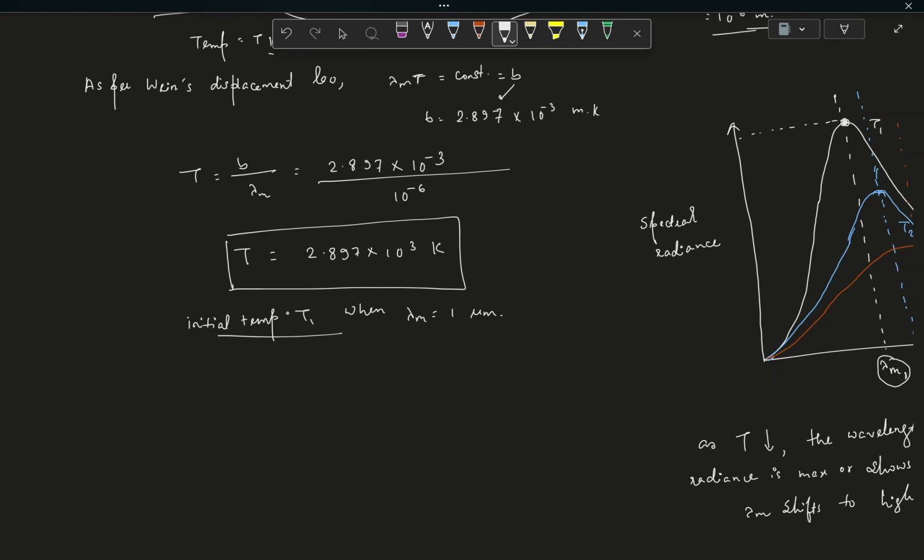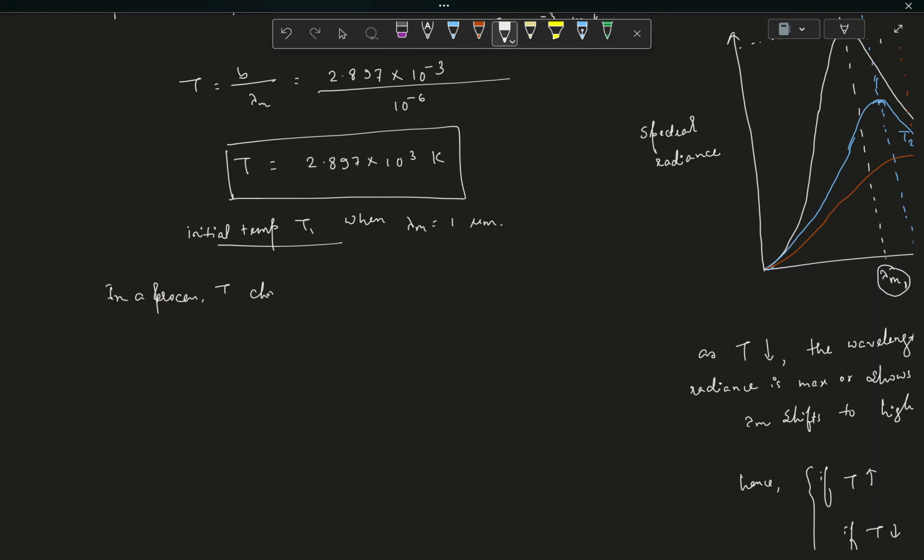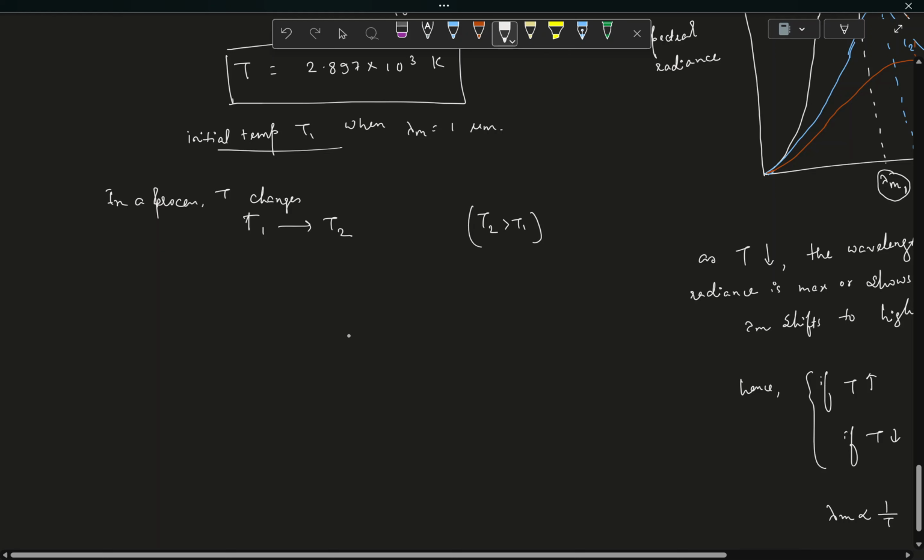So let's say your temperature has now changed in a process. Temperature changes, so T1 goes to T2, and T2 is greater than T1. We do not exactly know what T2 is, but we know that T has increased. So T2 is greater than T1 in the final value of temperature. And another condition is given there, that your radiant intensity also becomes double the previous radiant intensity by this temperature rise.